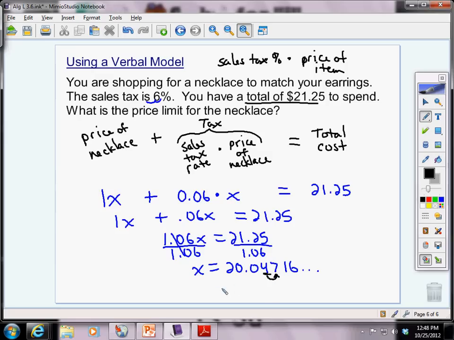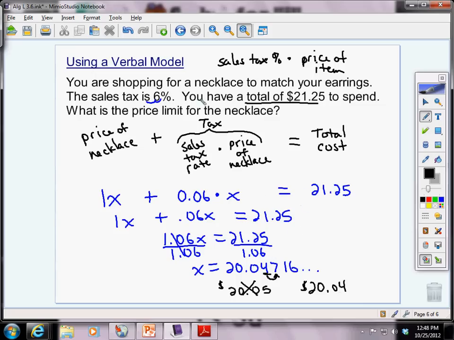Since 7 is 5 or greater, we're actually going to be able to spend about $20, and, well, I would accept 5 cents, but let's think about this for a second. If we're rounding up, can we actually spend a little bit more than what we have? No, we really can't. So in this situation, it would probably be better to write $20.04. By rounding up just that little bit, that's going to put us just over $21.25.